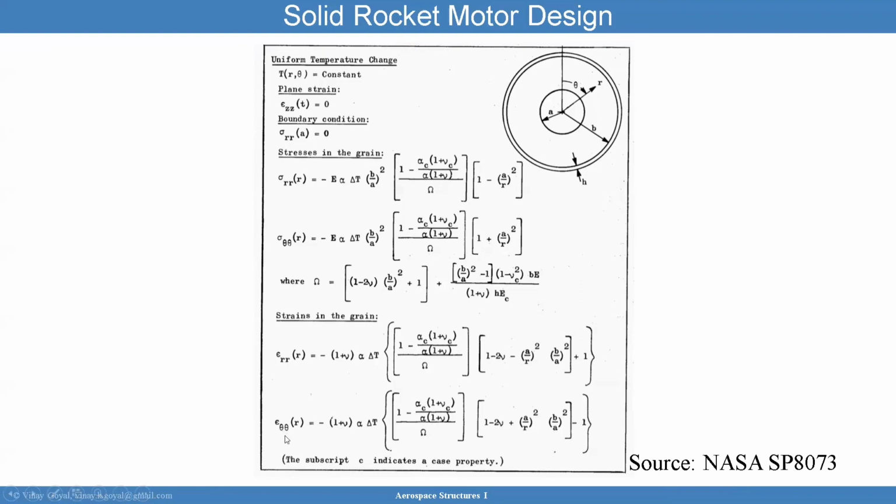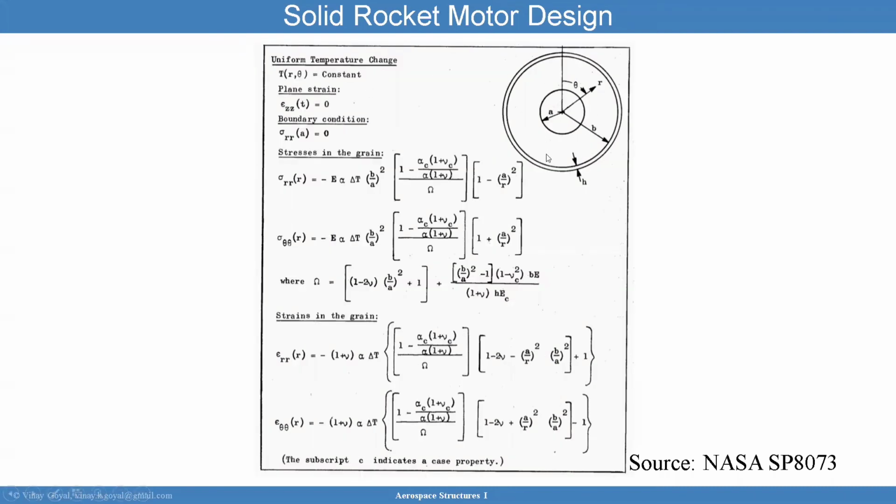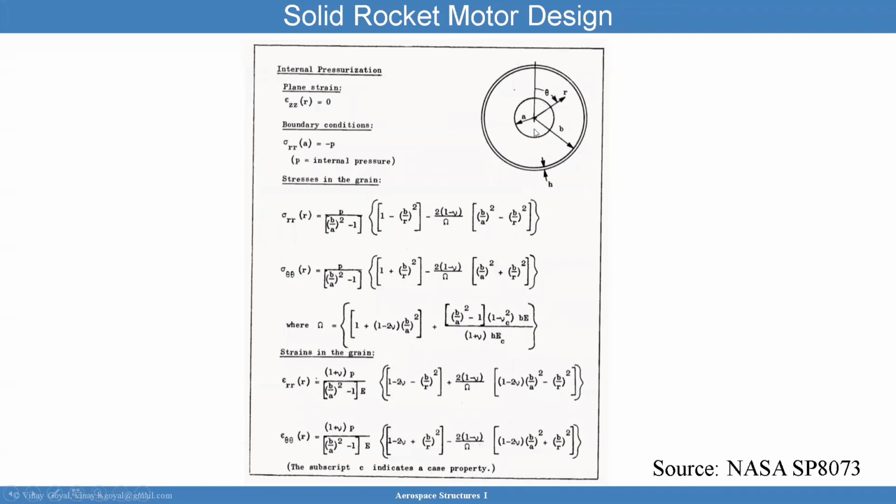You can also calculate strains. Strains can be very useful because a lot of the propellant data can be given in terms of strain as well. So it can be very, very advantageous. Now we can continue here. So we have internal pressurization. So storage is going to cause stresses, but also pressurization. So when you apply pressure inside the bore, it's going to cause stresses in the grain as well.